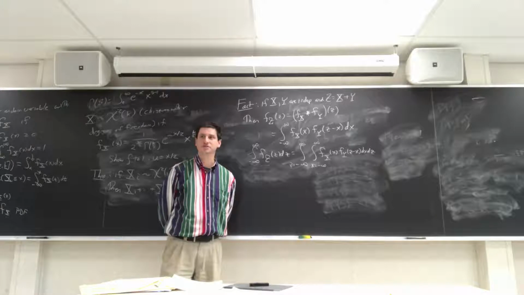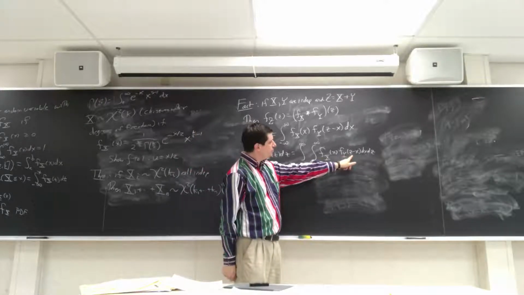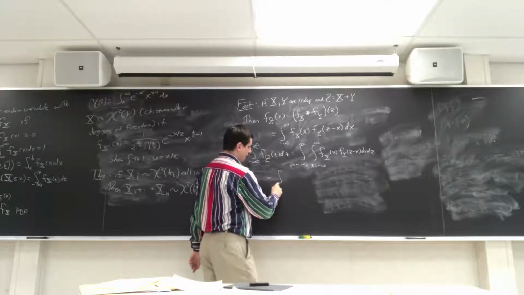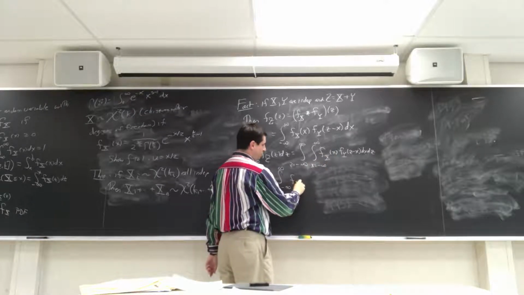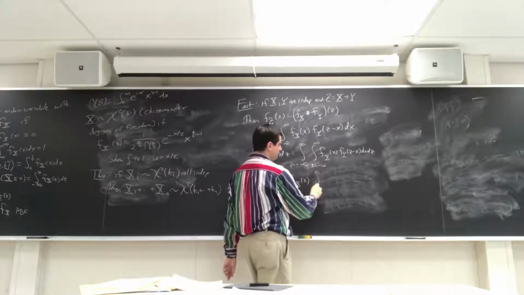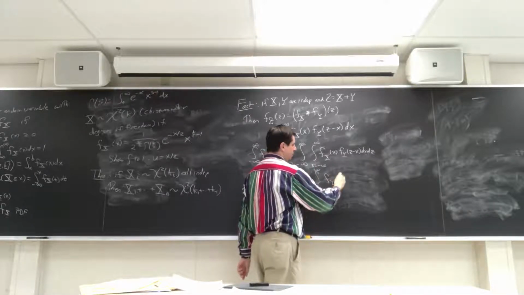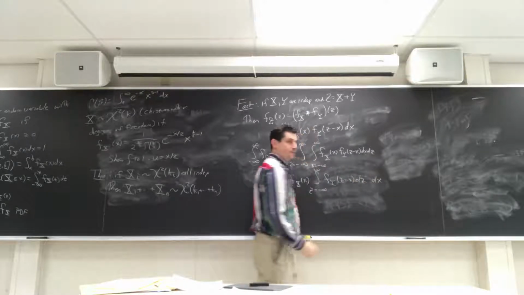What are our two techniques? Yes? Change the order. We could change the order. If I change the order, I would integrate with respect to z first. And so if I change order, I have x goes from minus infinity to infinity. This has no z dependence, so I can pull this out. And then I have the integral z goes from minus infinity to infinity, fy of z minus x dz dx.